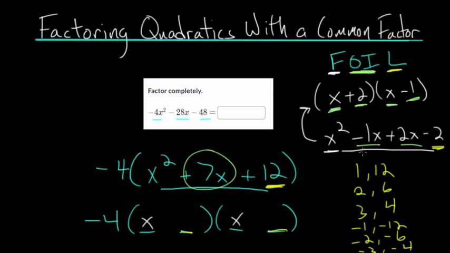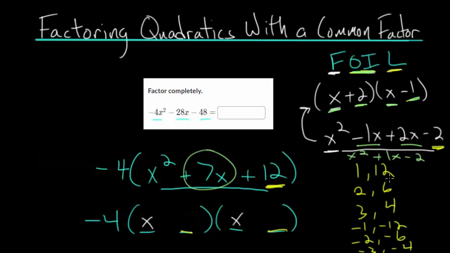Because from here, you could actually simplify it further. This is just x squared plus 1x minus 2. And so the outer and the inner terms in this case added up to 1x. So it's the same process here. The outer and the inner terms have to add up to this 7x term here.